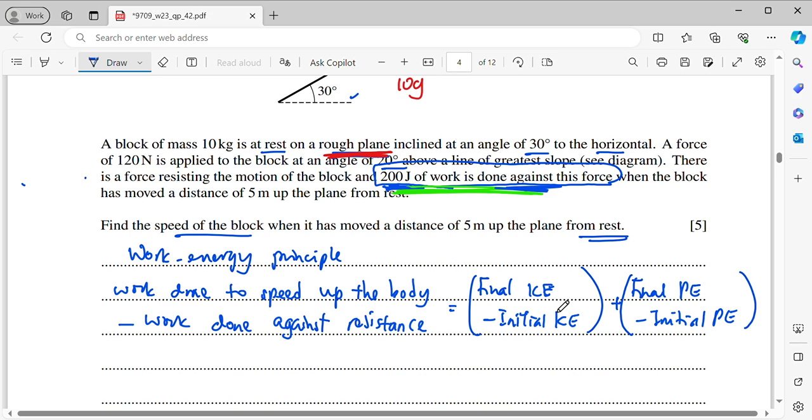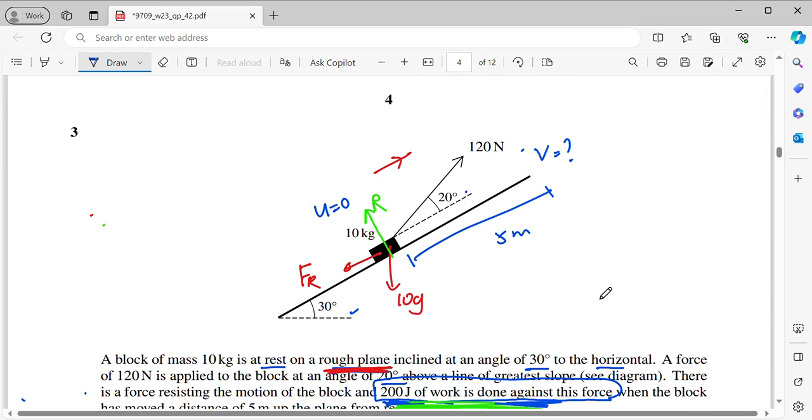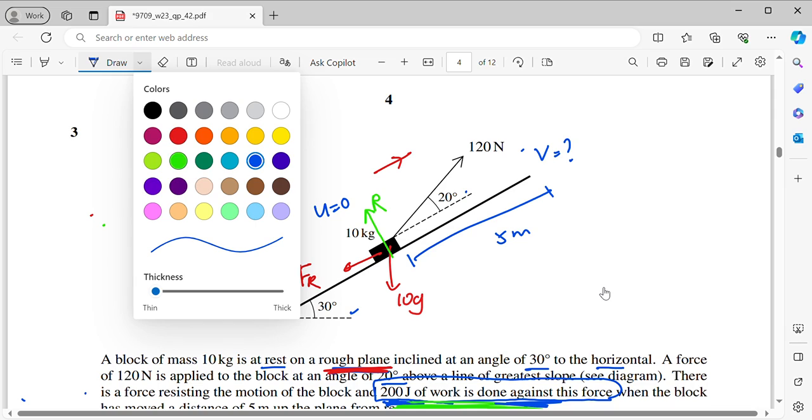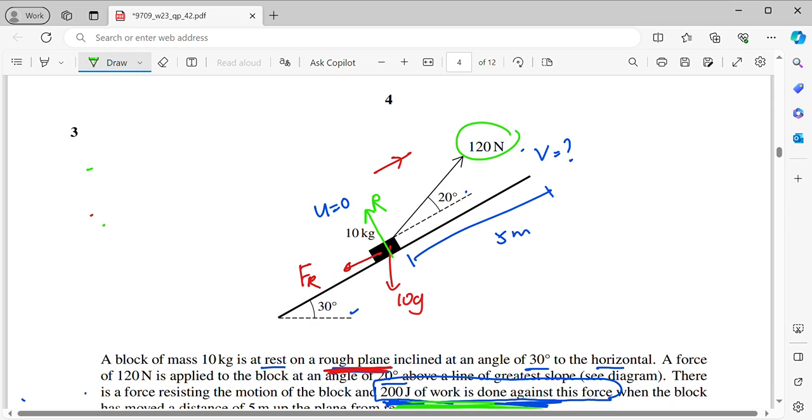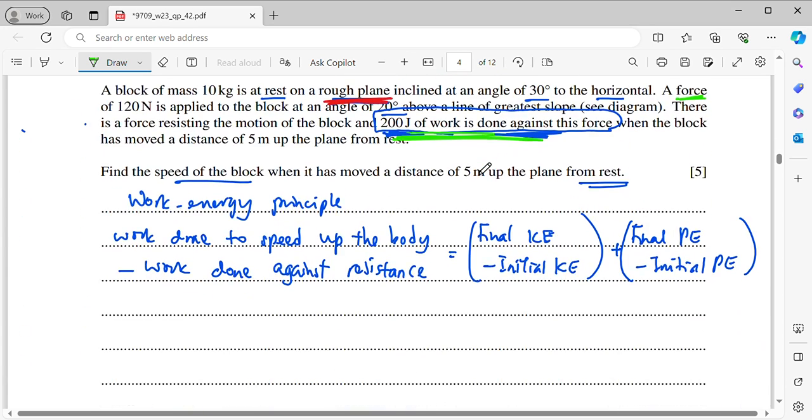Now I need to find out what is the work done to speed up the body. Look at this, 120 newtons. This 120 newtons is the extra force, so that means this is the force to speed up the body. Now I have to resolve, because the work done is F times D, where F is the force and D is the distance. This force must be parallel to the distance.